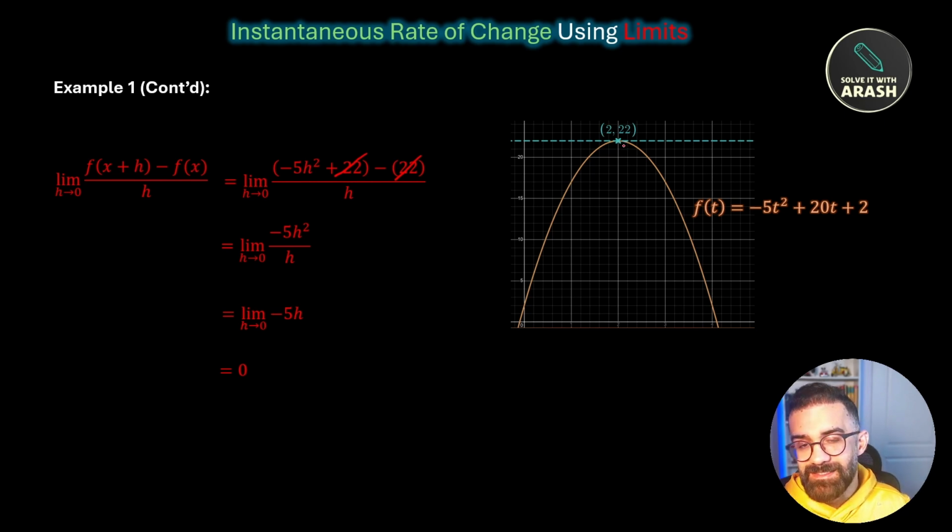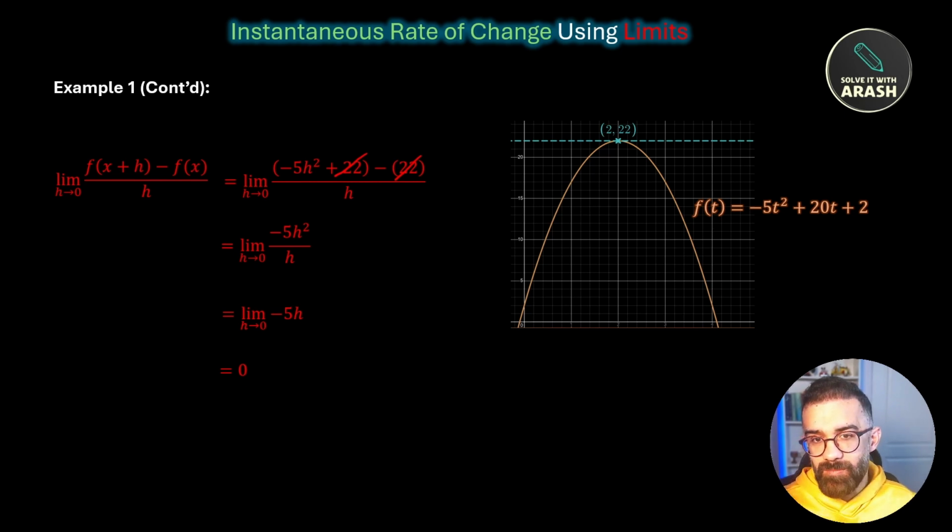The vertex is the highest point, and in this case, we found the instantaneous rate of change at the vertex, where the tangent line to the graph has a slope equal to 0 because it's basically a horizontal line and the slope of a horizontal line is 0. So instantaneous rate of change equal to 0 means the slope of the tangent line equal to 0.